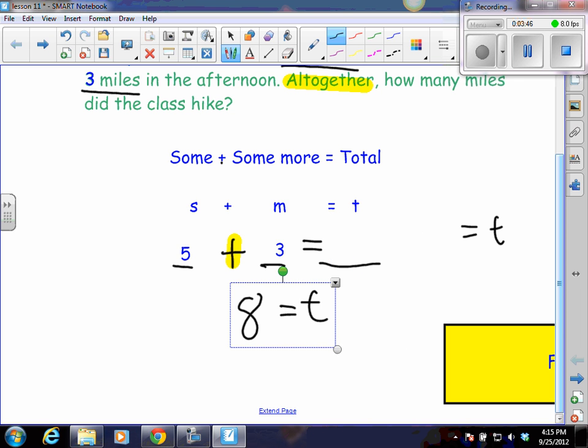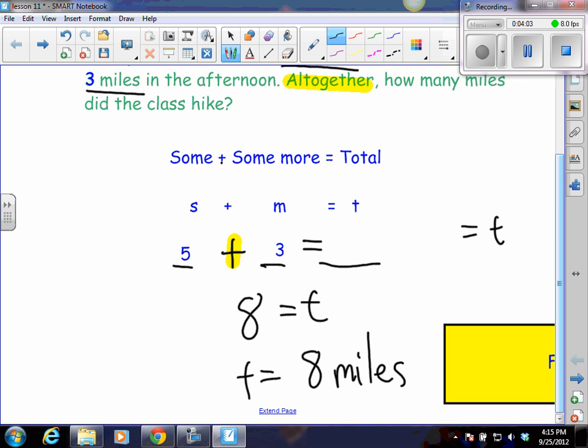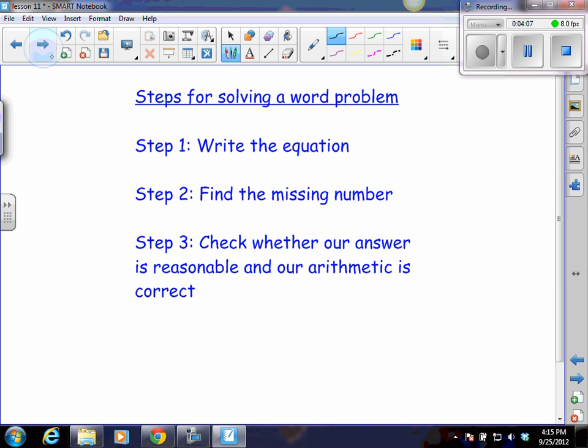Of course, as we finish off our problem, we want to make sure that we have our label correctly. In this case, we're looking at miles, and so for a final answer, we're going to say T equals 8 miles. And so we have our first example here for us.